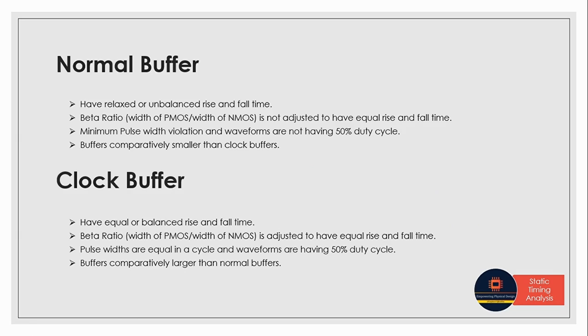Now let us see the difference between normal buffer versus clock buffer. Normal buffers basically have very relaxed rise and fall time. That means these are not balanced. Whereas clock buffers have equal or balanced rise and fall time.